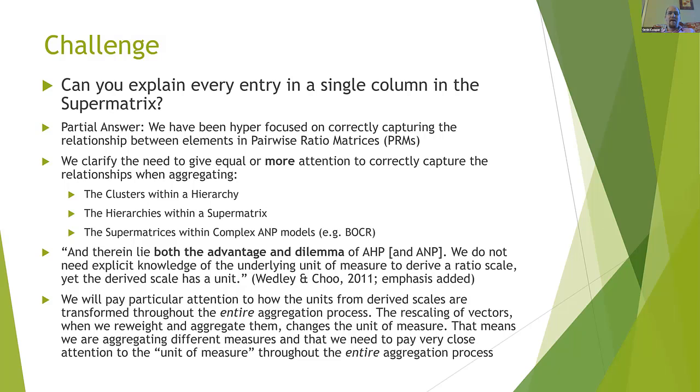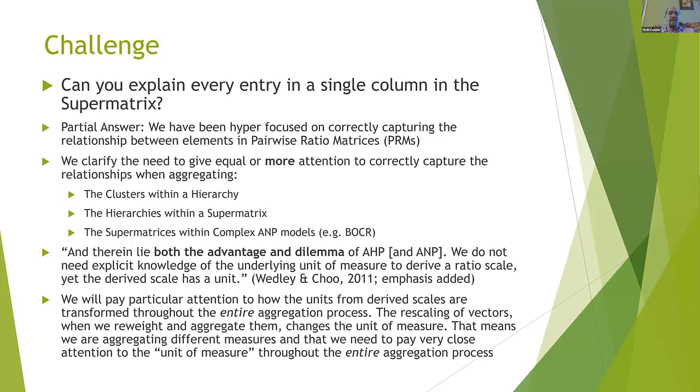This is a quote from a paper by Wedley and Chu. "And therein lies both the advantage and dilemma of AHP," and we're going to add here, and ANP. "We do not need explicit knowledge of the underlying unit of a measure to derive a ratio scale, yet the derived scale has a unit." So again, we can make relative comparisons between objects. We don't need to know the underlying method, and that's the beauty, the advantage of AHP. But it also creates a dilemma because that unit in the derived scale is there, and we need to respect it, capture it, measure it accurately.